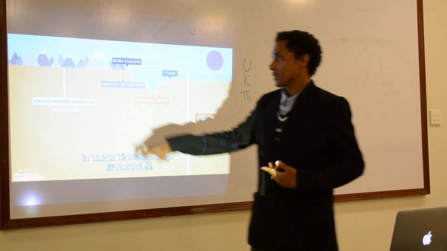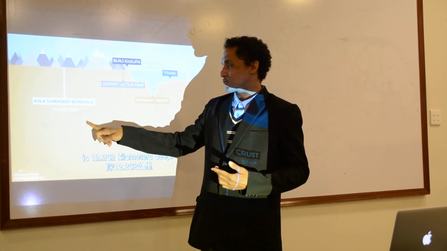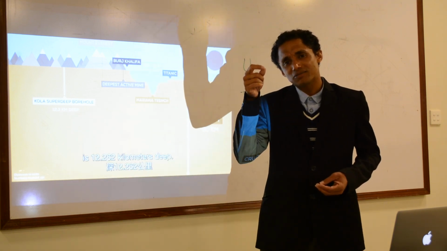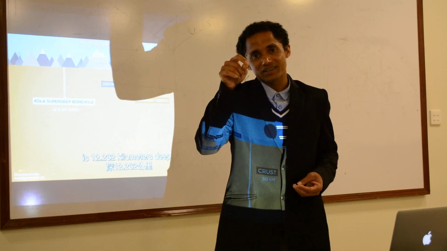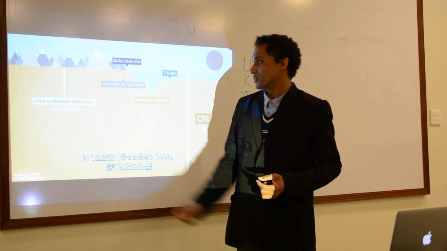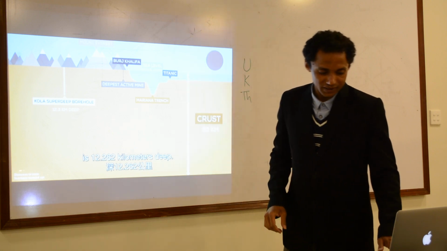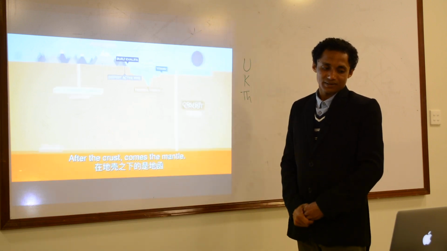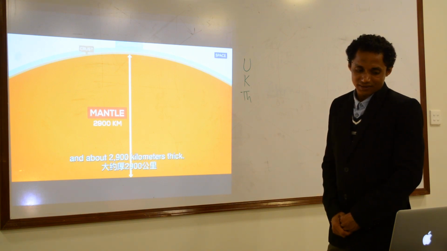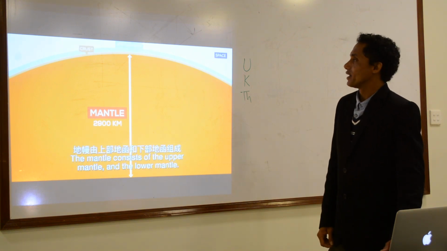So you see, how deep is this borehole? Just 12.3 kilometers. It looks like a small dent on the Earth, right? It's just a small dent on the Earth. 12.3 kilometers. It's very small. Okay. After the crust comes the mantle. It's a silicate rocky shell about 2,900 kilometers thick.